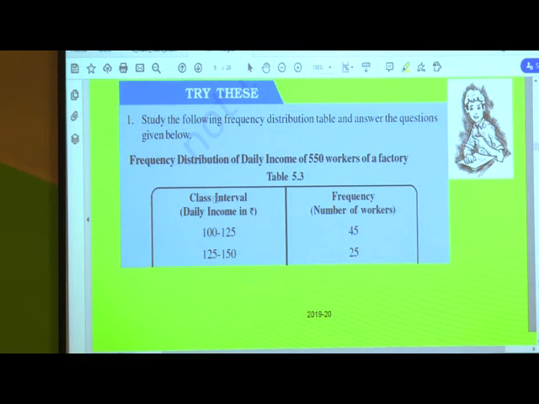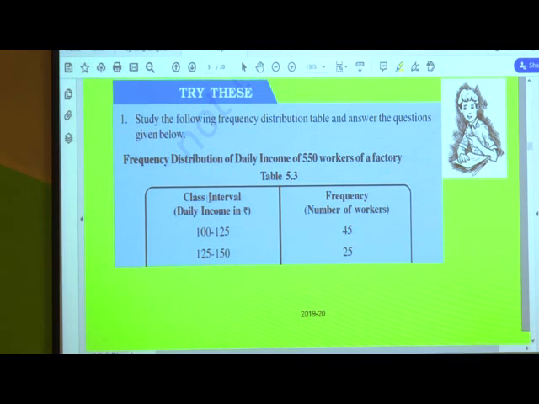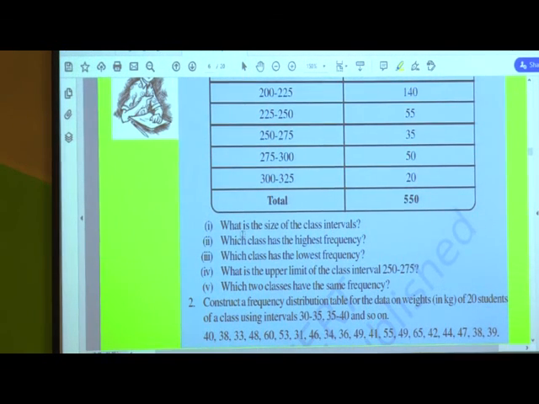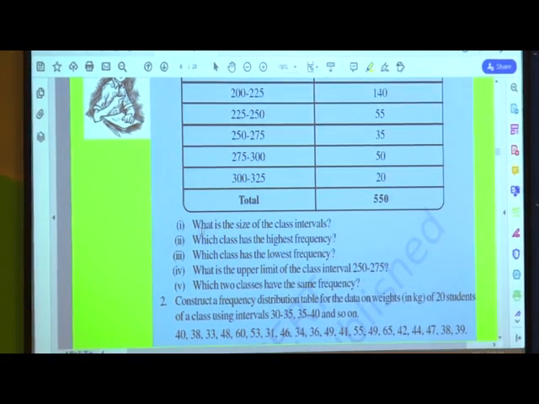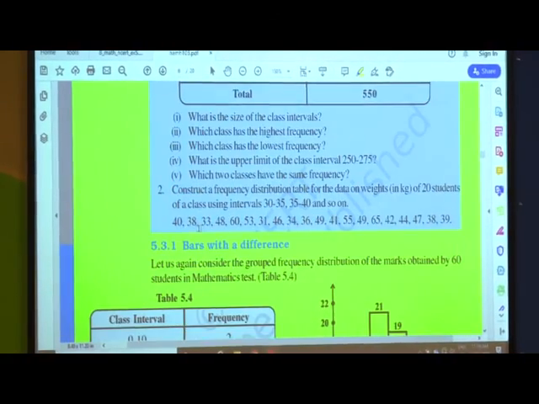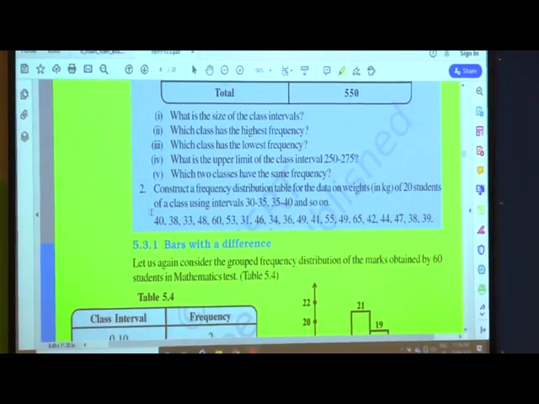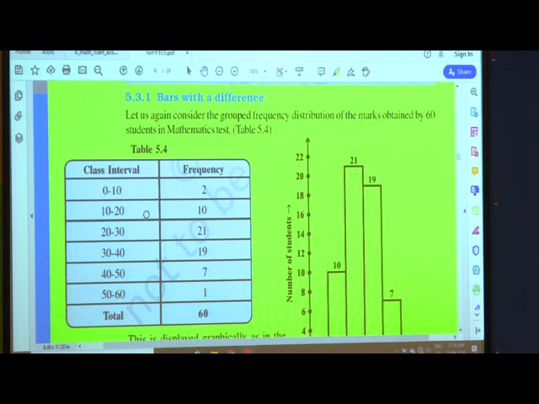Go through this activity. What they are telling is: study the following frequency distribution table and answer the questions given below. Try to do this activity on your own by observing the table. There are two sums given in the activity. We shall proceed further.